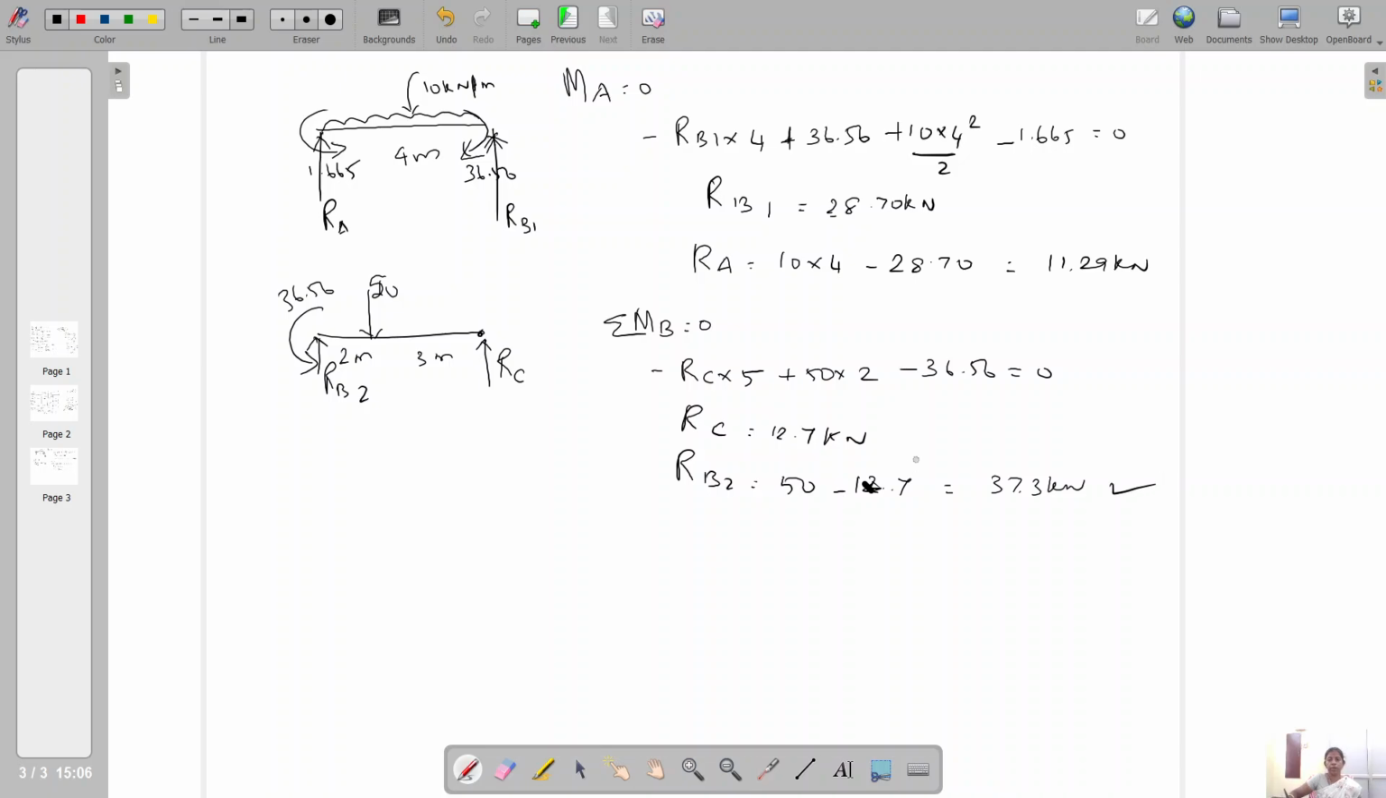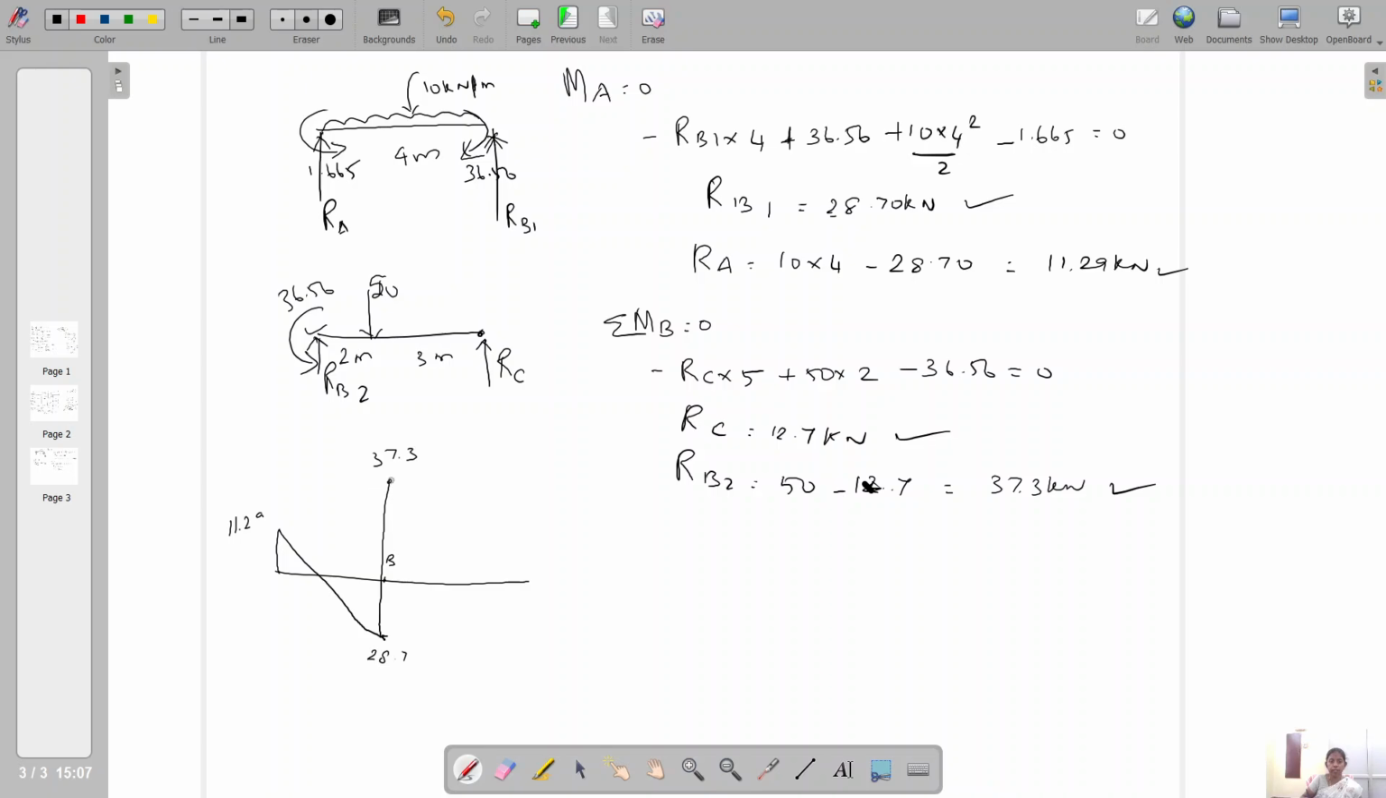So now we got all the reaction values to draw the shear force diagram. So how to start the shear force diagram? Here you mark the RA value, that is 11.29. So here it is a UDL. So at B point you mark RB1. Right down is positive, we get only upward, so you mark it on the negative ordinate, 28.7. So you connect this, and RB2 is 37.3. So it is upward, so it should be marked on the positive ordinate.